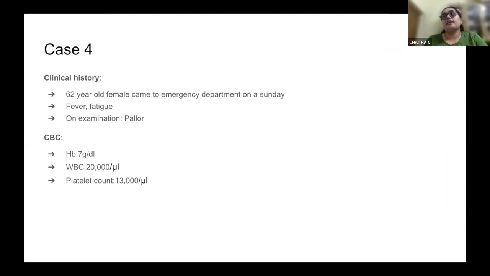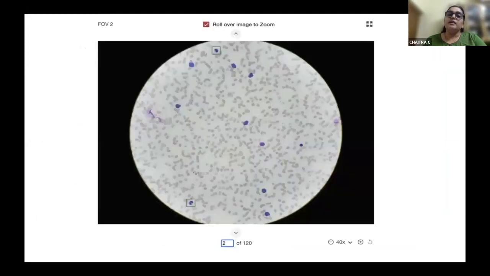So the smear was scanned on AI100. The microscopic view showed increased WBCs, and there were a few large cells. We also have an option of zooming in on the cells to look at the morphology. You can roll over the image to zoom it, or you can just click on this plus button to increase the magnification.